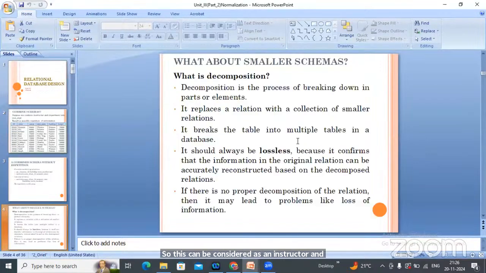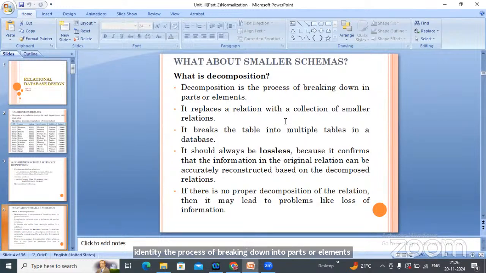See, మనం decomposition అంటే ఏంటి? It is a process of breaking down into parts or elements so that it replaces a relation with a collection of smaller relationships. So it breaks the table into multiple tables in a database. So it should always be lossless. Okay, even decompose చేసినా కూడా table ని the information should not be lost, అందుకే lossless decomposition అంటారు.